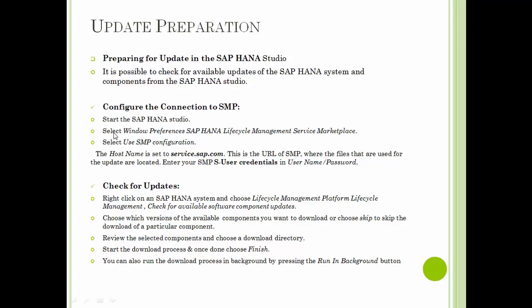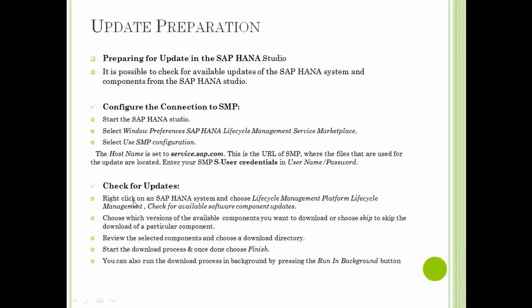Go to Window on the menu bar, choose Preferences, choose SAP HANA Lifecycle Management, then Service Marketplace. Under that, we can select Use SMP configuration. Once we use this SMP configuration, we will get a screen where we can enter the host name, that is the URL of the service marketplace, which is service.sap.com, and also provide the S user credentials. And then we are good to check for updates and download them.